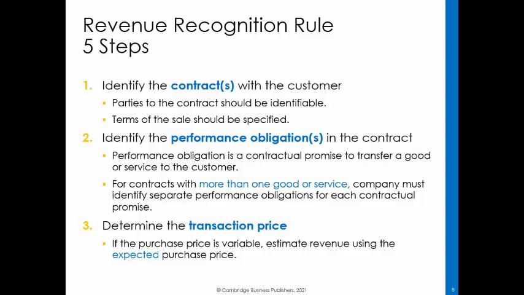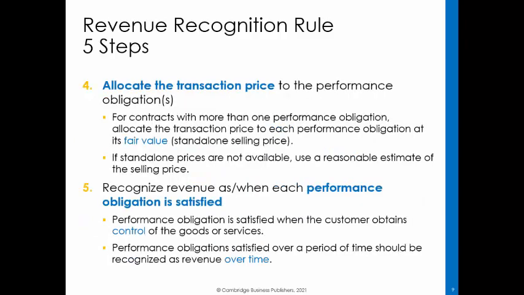Next, the company must determine the transaction price. If the purchase price is variable, which means that it is dependent on contingencies, the company should estimate revenue using the expected purchase price. This is the step that Pfizer was referring to in their footnote to the financial statements, and we will cover this later in more detail.